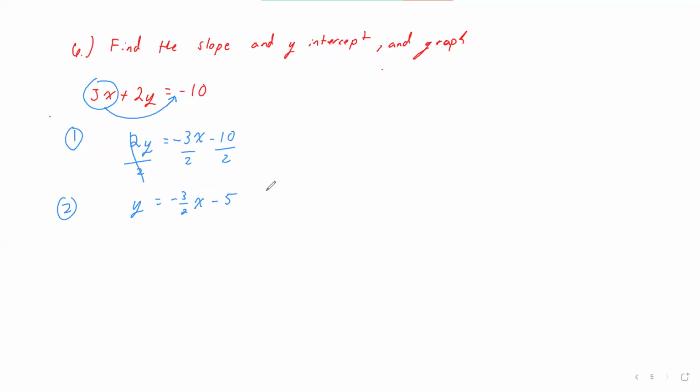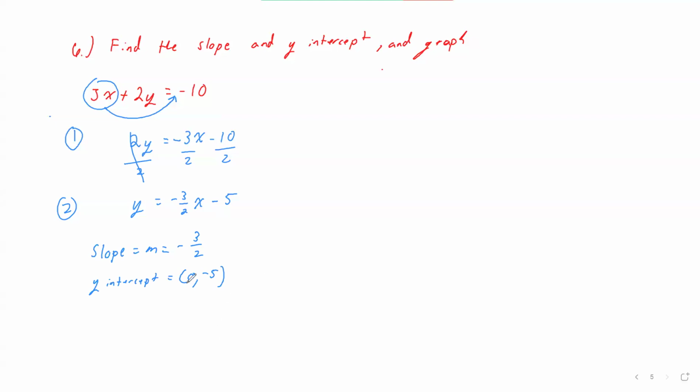So now that it's in this form, what is my slope? The fraction, the negative 3 over 2. And then the y-intercept is what? Write it as a coordinate for me. Perfect.